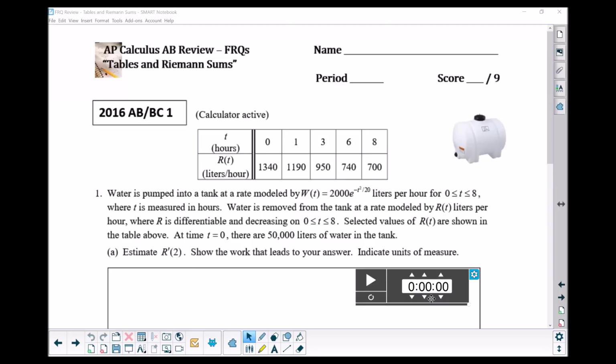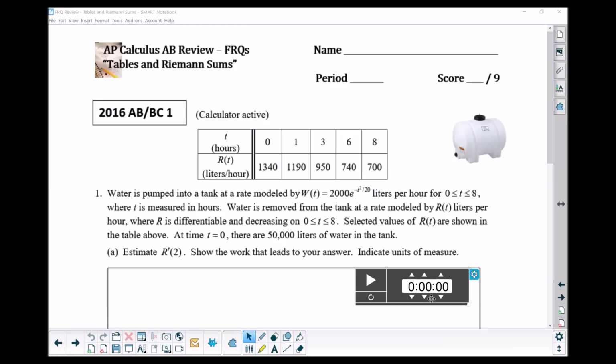It says that water is being pumped into a tank at a rate modeled by W of t is equal to 2000 e to the negative t squared over 20, and that's measured in liters per hour over the time interval 0 to 8. T is measured in hours, of course. Water is going to be removed from the tank because, what else would it do, at a rate modeled by R of t liters per hour, where R is differentiable and decreasing on 0 to 8. Selected values of R of t are shown in the table. And we know at time t equals 0, there are 50,000 liters of water in the tank.